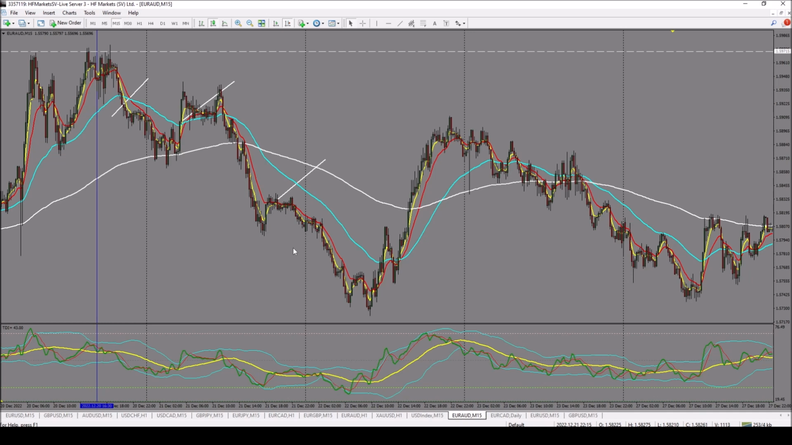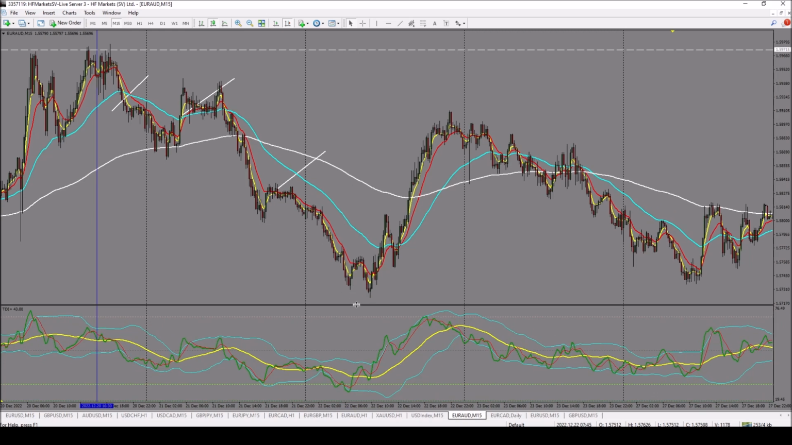I won't be switching to the M5 because this will actually hinder all the other examples that I want to show you. The next thing is now to see a pattern. It can also be seen on the M15 time frame. We can see the first leg and the second leg.